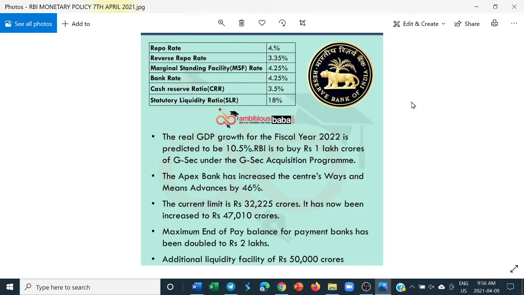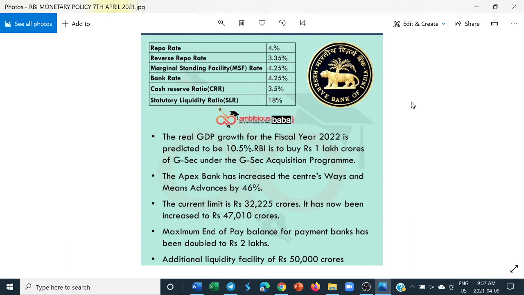RBI's monetary policy, 7th April: the repo rate and reverse repo rate are not changed. Repo rate is 4%. Reverse repo rate is 3.35%. Marginal standing facility rate, or MSF rate, is 4.25%. Bank rate is also remaining unchanged at 4.25%. But cash reserve ratio has been raised to 3.5%. Statutory liquidity ratio is 18%.